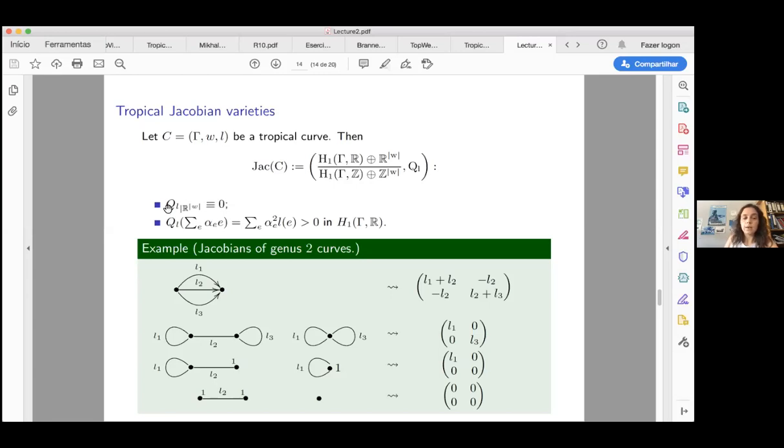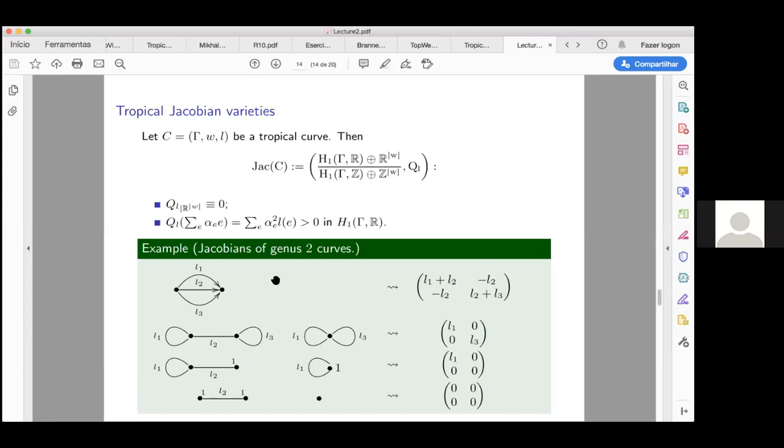So, as I said, in the part of the weights, it's just trivial. And in the part corresponding to the cycles in your curve, it's defined like this. You define Q of the sum over the edges of your graph with some coefficients like this. It's just the sum of the coefficient squared times the length of the edge where you're computing things. So this is positive, and it's well defined on H1(Γ, R). Again, in the exercise session tomorrow.